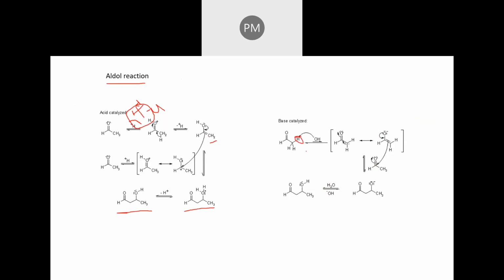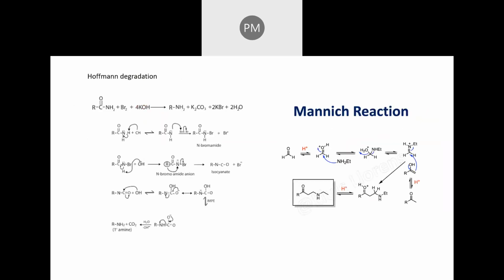proton is abstracted from the alpha position. So this will be our alpha position. From the alpha position the proton abstraction happens. Again when the electronegative carbonyl oxygen comes back, its attack will be on the next carbonyl center, and again from water it takes hydrogen and it becomes like this.